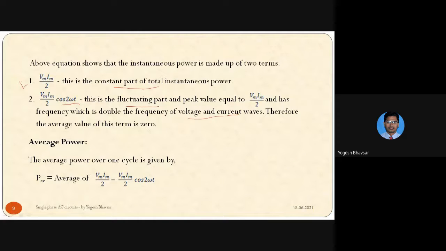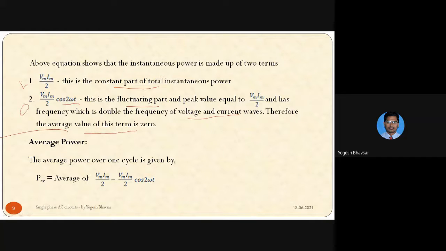Therefore, the average value of this constant term will be 0. Throughout the waveform, the average value will be 0. So when we put the value of omega t as 0, we get the value 1. When we put 180 degrees, we get minus 1. When we put 360 degrees, again we get 1. So the resultant value will be 0.